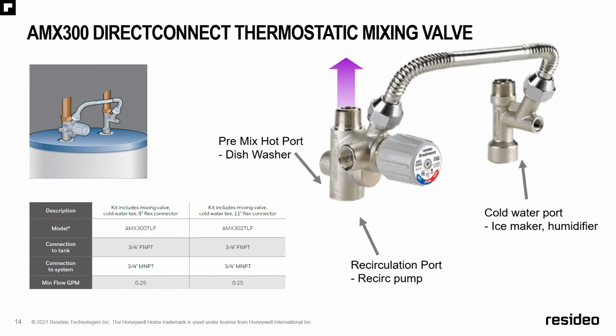Again, I forgot to mention that we have two styles of these. We have an AMX 300 that has an 8-inch center to center for the smaller tanks. I would say it's up to a 60-gallon tank, so 30 to 60. And then we have an AMX 302 that has an 11-inch center that will cover your bigger tanks, 60 to 120 gallon, if that requirement fits. I bring that up because if this is being used in a restaurant and you do need the sterilization, you probably have a bigger tank. So keep that in mind.